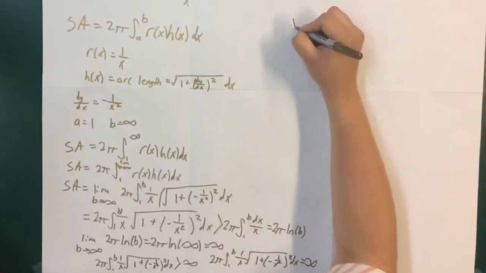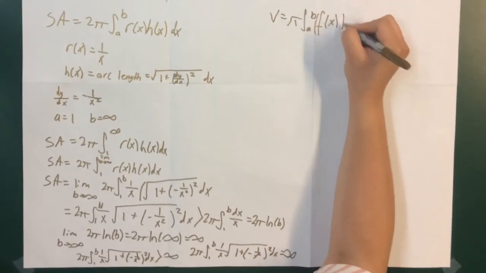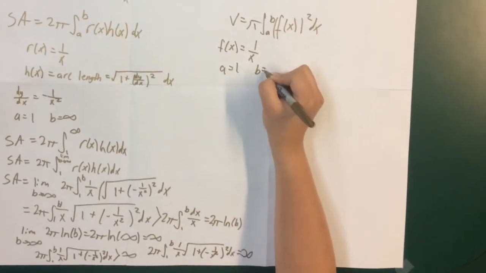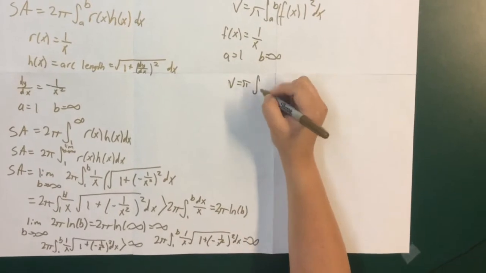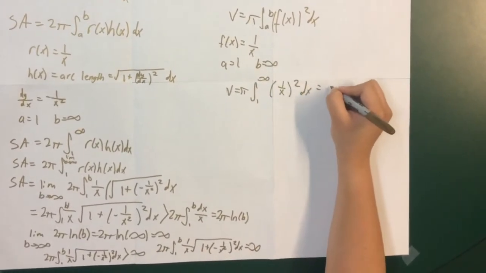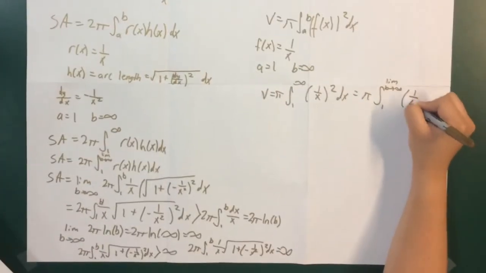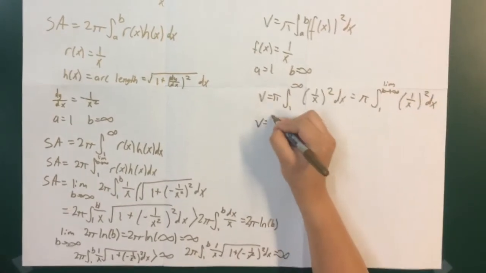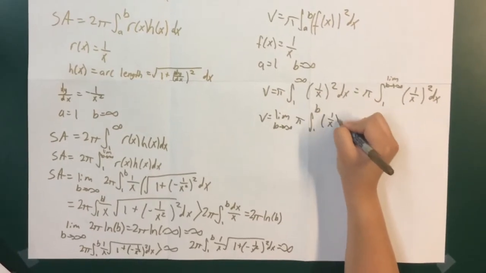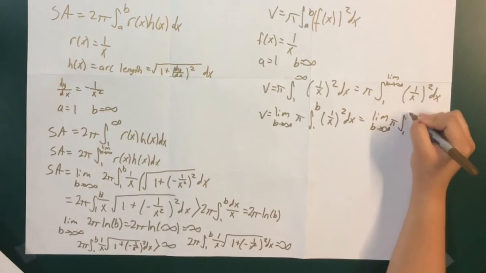Moving on to volume. Volume is equal to pi integral a to b of f(x) squared dx. In this case, f(x) is equal to 1 over x, a is once again 1, and b is once again infinity. So the volume would be equal to pi integral 1 to infinity of 1 over x squared dx. This is once again an improper integral of type 1, so we'll utilize the same steps we took for surface area. This leaves us with the equation of volume being equal to the limit as b approaches infinity of pi times the integral of 1 to b of 1 over x squared dx.